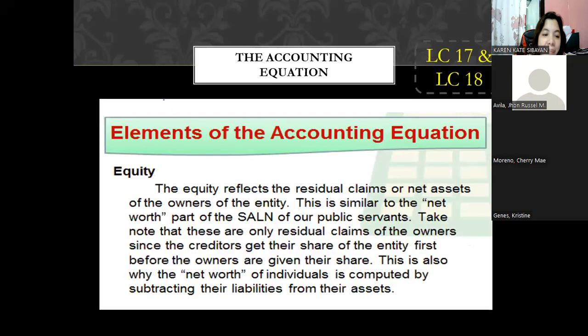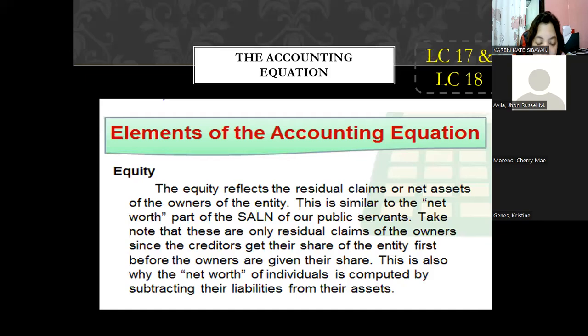Okay? Anyway. So the elements of accounting equation. The other element after the liability is of course the equity. So usually meron tayong financial statement that is called changes in owner's equity. Okay? So pag sinabing equity, it reflects the residual claims or net assets of the owners of the entity. This is similar to the net worth part of the SALN of the public servant. So take note that these are only residual claims of the owners since the creditors get their share of the entity first before the owners are given their share.